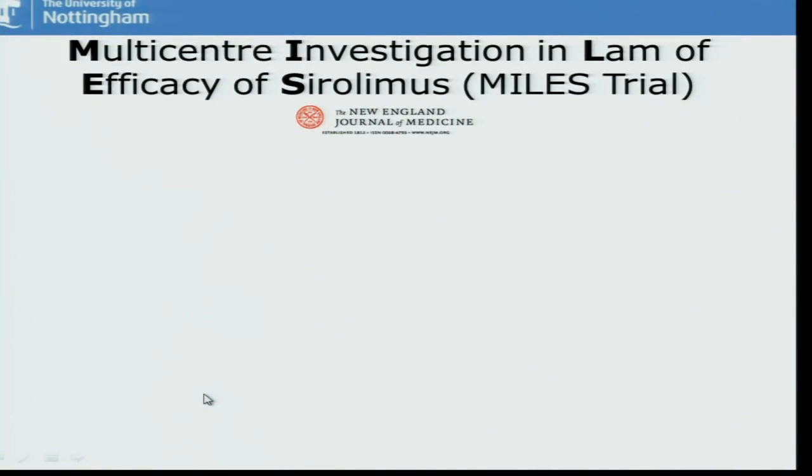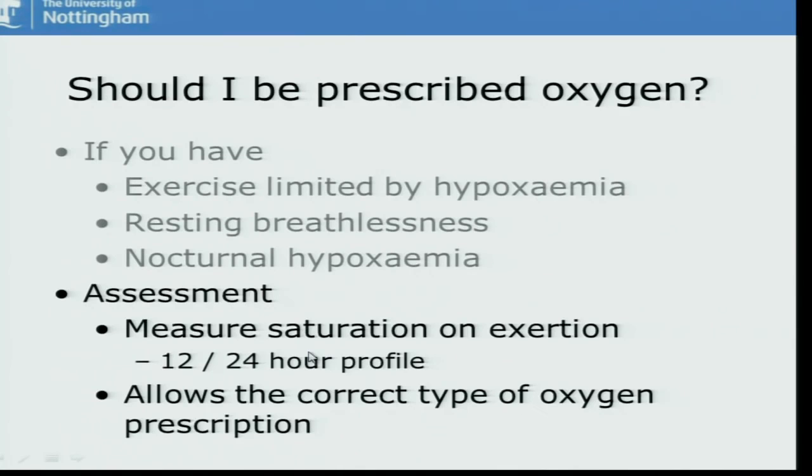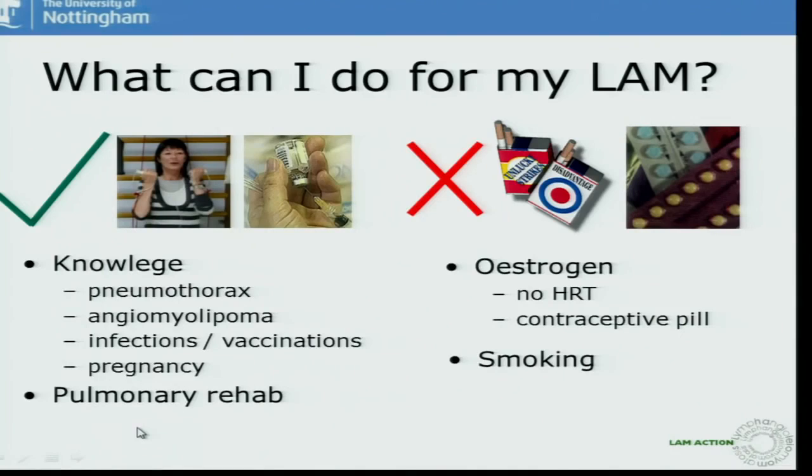So I'm just going to show you a little bit about the MILES trial, which some of you may have seen before. The MILES trial was the study that showed that sirolimus helps. At the centre, we often measure people's oxygen saturations over a 24-hour period to see what they need and how often their oxygen falls, and treat them early. You need to talk to your doctor before getting treatment, just so you can plan in advance. It helps to keep active, and there are rehab programs for people who get breathless when they exert themselves, called pulmonary rehab. Most women with LAM who have breathlessness on exertion will probably benefit from pulmonary rehab.